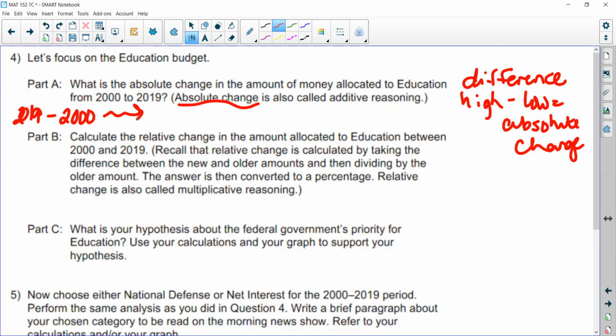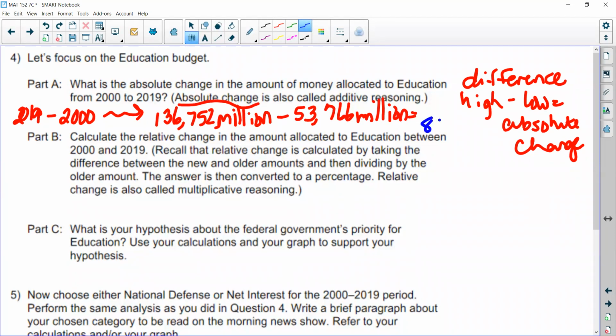So I'm going to go here, and the number in 2019 would be 136,752 million. And I'm going to subtract 53,766 million to get 82,986 million. Let me write that in a different color. 82,986 million.